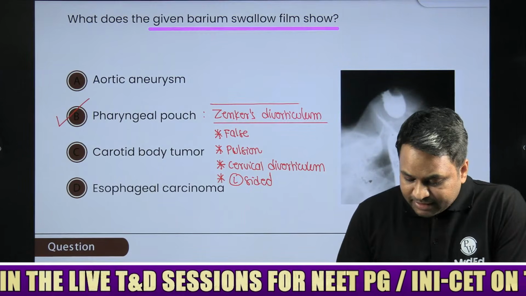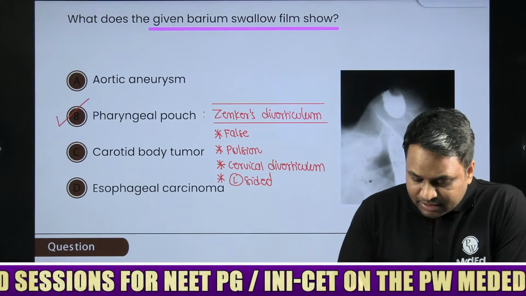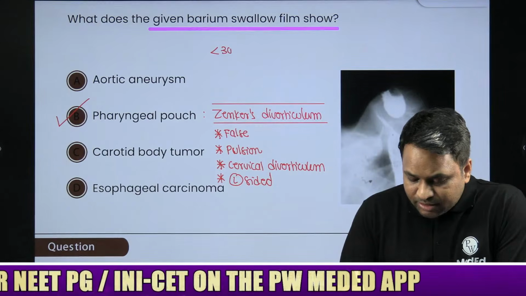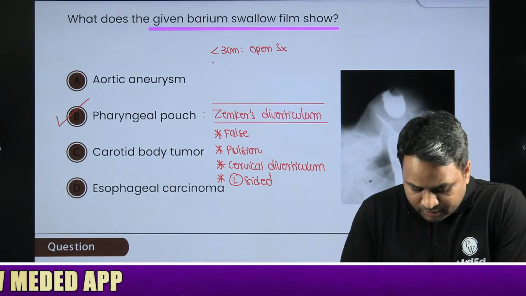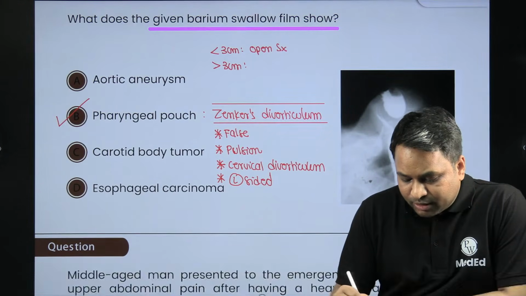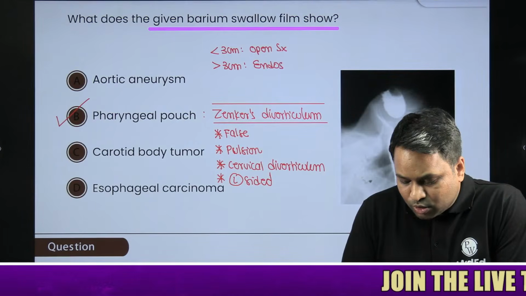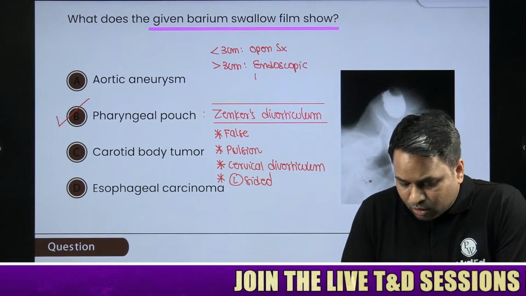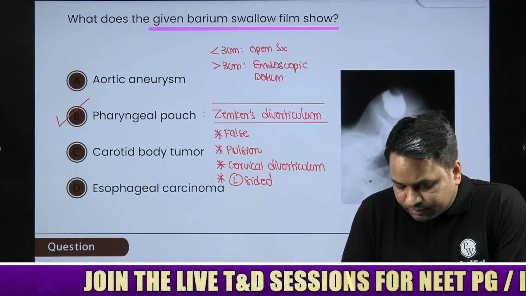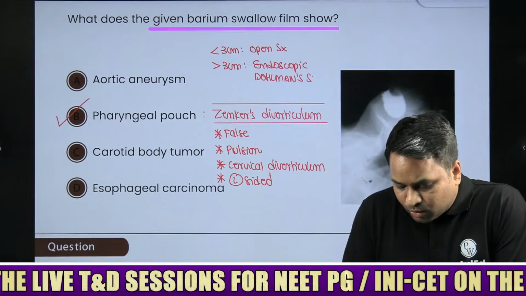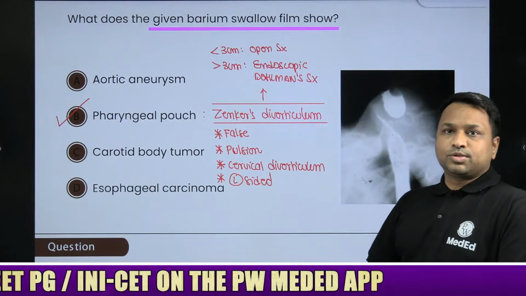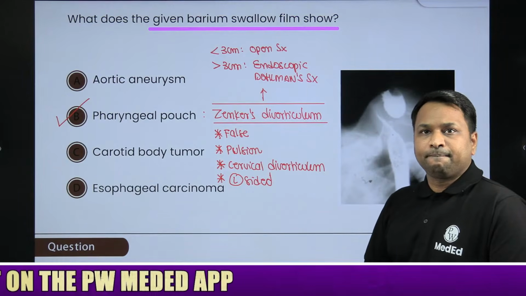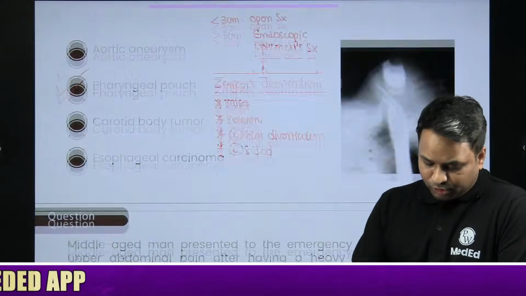And in Zenker's diverticulum, we say if it is less than 3 centimeters, then you do an open surgery. If the mouth of the diverticulum is more than 3 centimeters, then you do an endoscopic Dohlman's surgery. You perform an endoscopic Dohlman's surgery. Clear? Chalo.